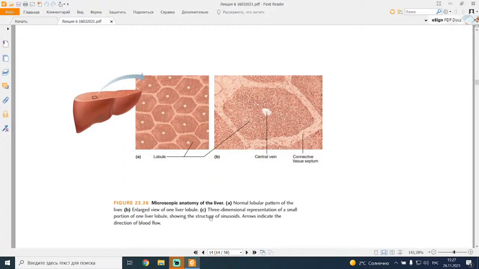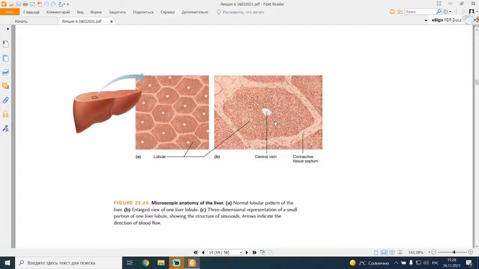The liver. The tissue of the liver is formed by many lobes. What do you see in the liver? This is the normal lobular pattern of the liver. Enlarged view of the liver lobes. This is picture C, and this would be B.